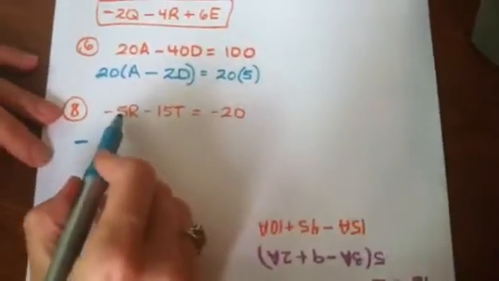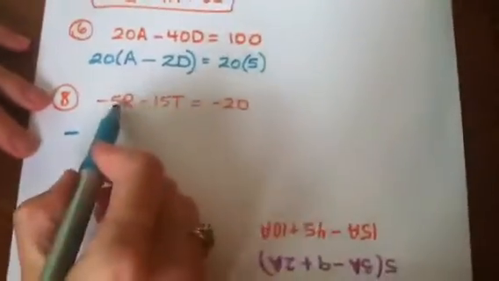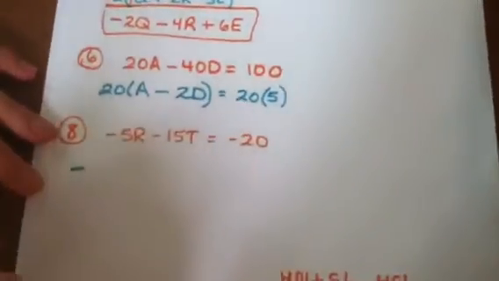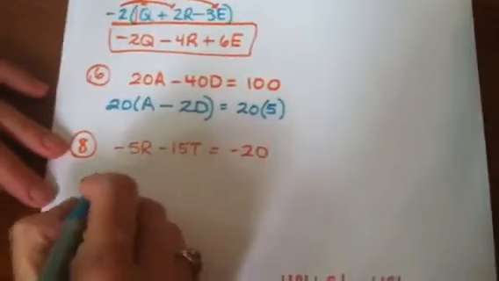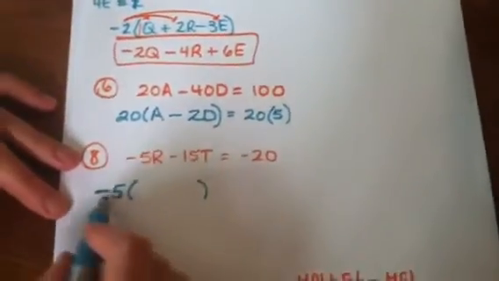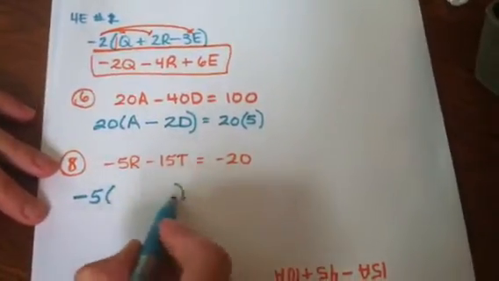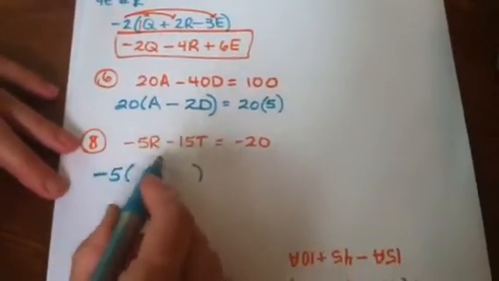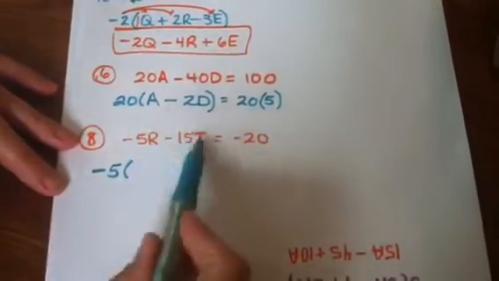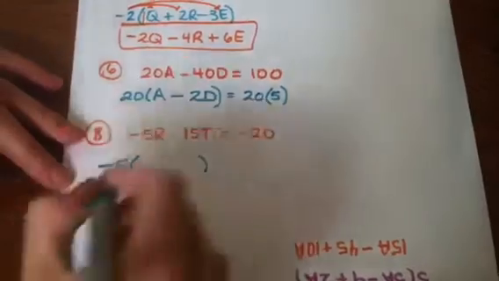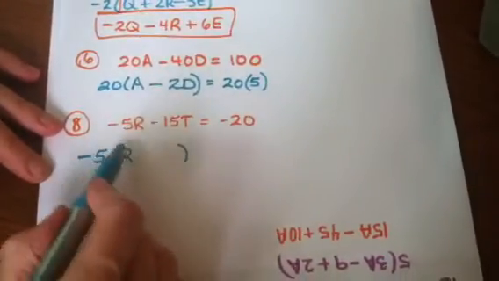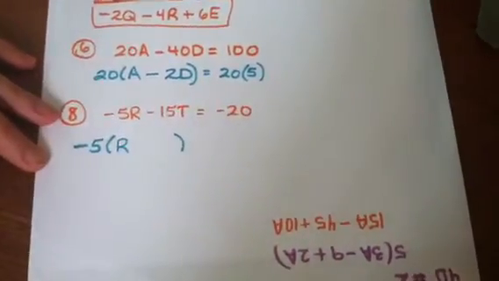Now look at all these numbers. I have a 5, a 15, and a 20. What's the greatest thing that will go into all 3 of those terms? Well, it'd be a 5. So I'm going to do this. -5, and I'm going to look for something here so that when I distribute this -5 in, I get exactly what I started with. Well, -5 times r would give me a -5r.